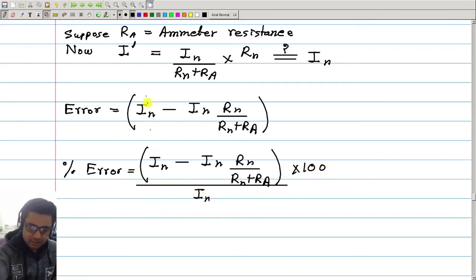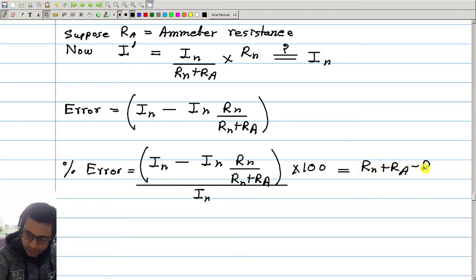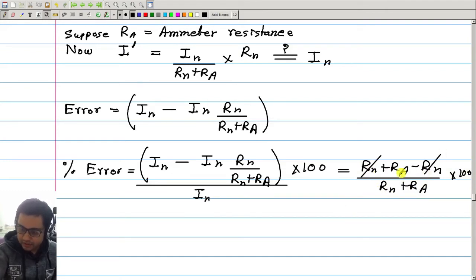Then in this In, everything cancels, and we have 1 minus this quantity. So that will become Rn plus Ra minus Rn divided by Rn plus Ra, into 100 in percent, and then this cancels, and this is what we are left with. Now I will write this as 1 over 1 plus Rn by Ra, into 100.